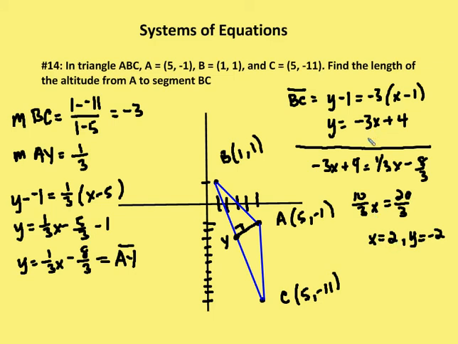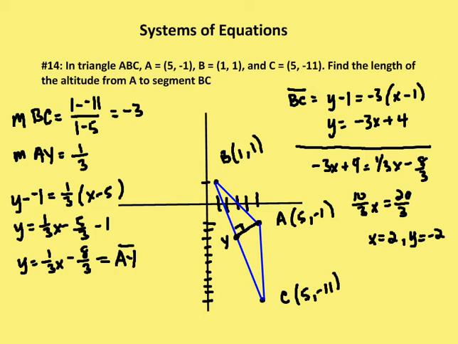Once I have 2, I can plug it back into either equation. In this case, if I plug it back into the equation for the segment BC, or line BC, I get y is equal to -6 plus 4, so y must be equal to -2. So now I have the coordinates for Y. It's (2, -2).